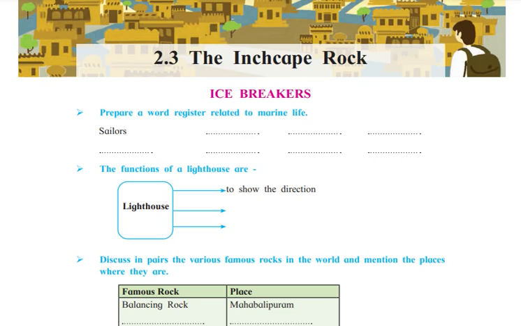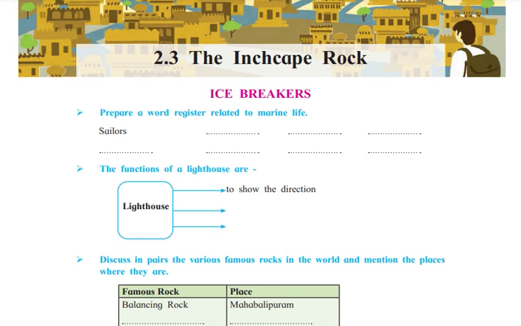Everyone. So, 12th standard English HSC board, The Inchcape Rock. I'm going to start now. The Inchcape Rock. What is exactly an Inchcape Rock? That is what we need to understand now. Clear?